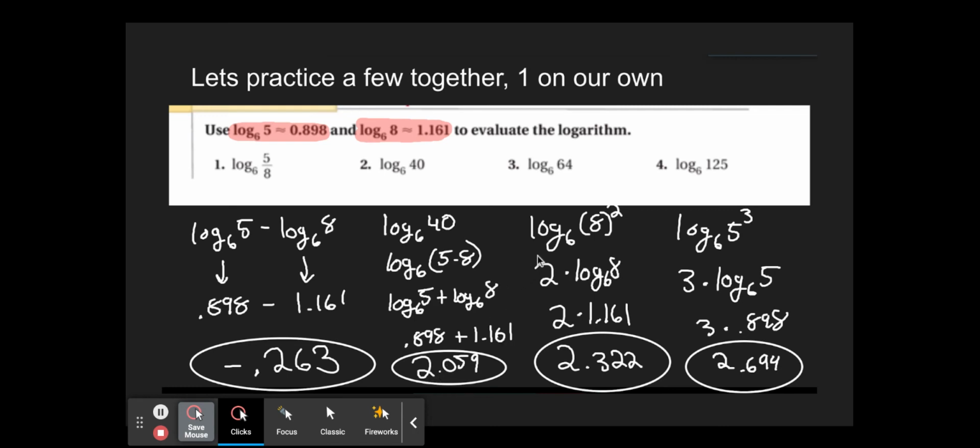And then we have the log base 6 of 64. And I go, well, that's 8 squared. So I'm going to bump that 2 out as a multiplier in the front. 2 times the log base 6 of 8. And that's 2.322. And then here, log base 6 of 125. Well, that's the log base 6 of 5 cubed. So I bump that 3 out as a multiplier. 3 times 0.898.